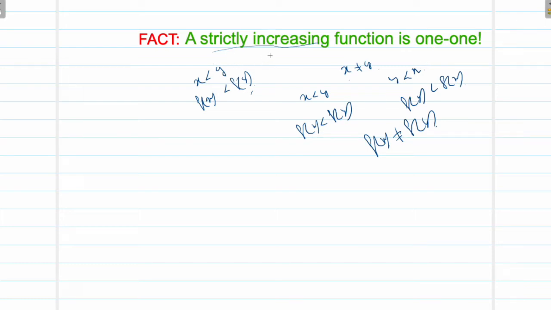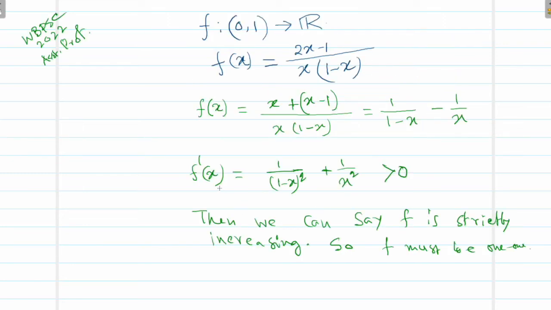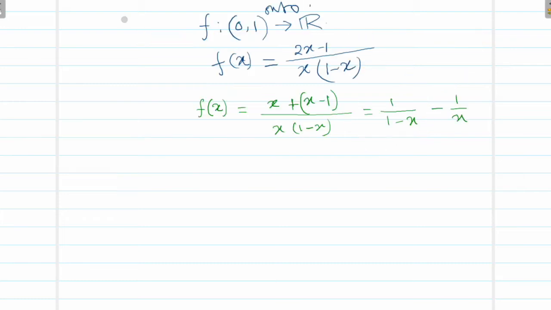So a strictly increasing function is one-one, and we have seen that f'(x) is strictly greater than 0, and therefore f is strictly increasing, and therefore f must be one-one. So the one-one part is done, but the trickiest part is to show that f is onto. Let us come back to our original expression, f(x) = 1/(1 - x) - 1/x.